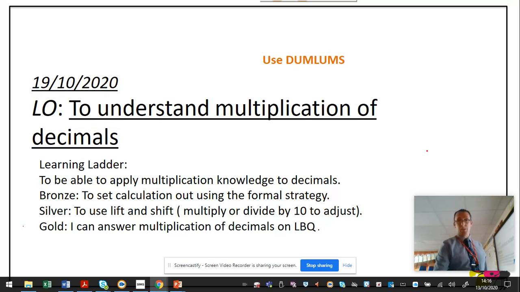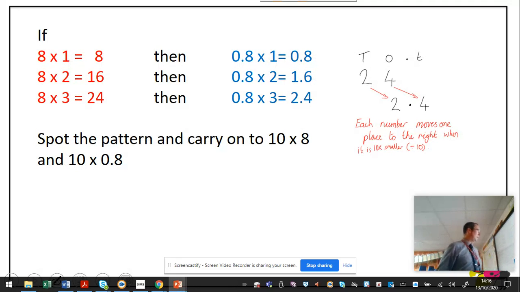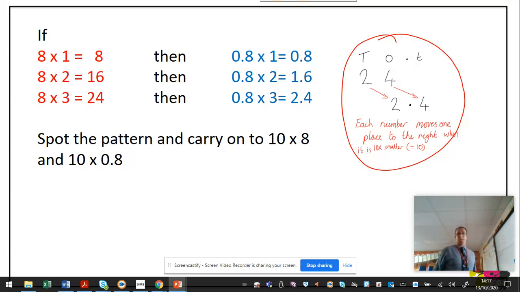So our starter today is going to be the same as our starter was on Friday, okay, but with a little bit more understanding of it today. Just having a look at why, with these 0.8 and these 8, the answer is 10 times smaller, okay?